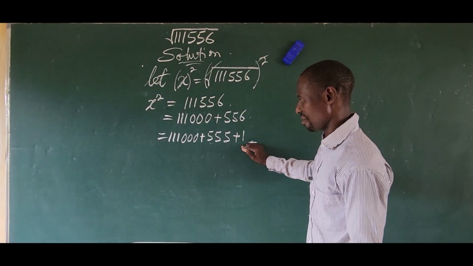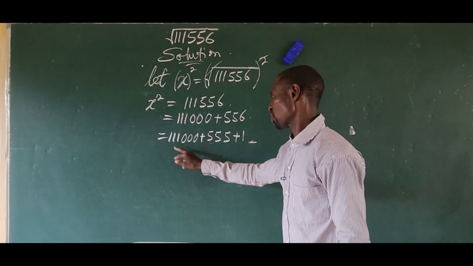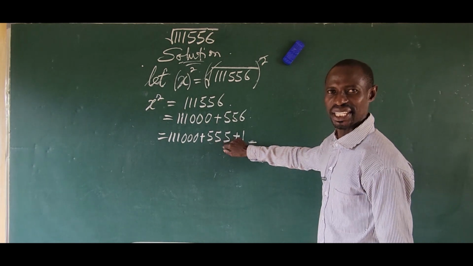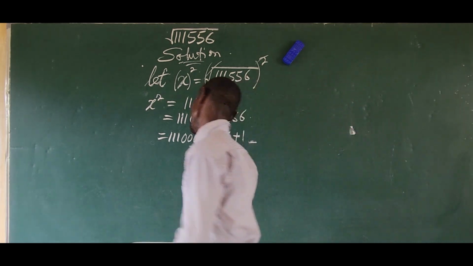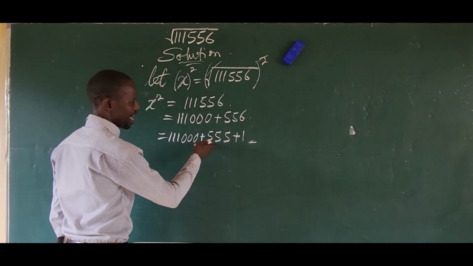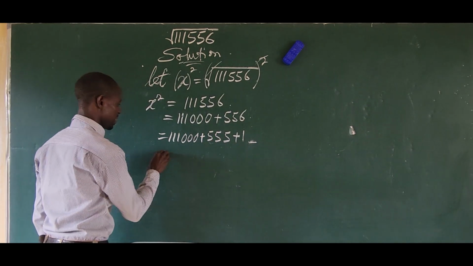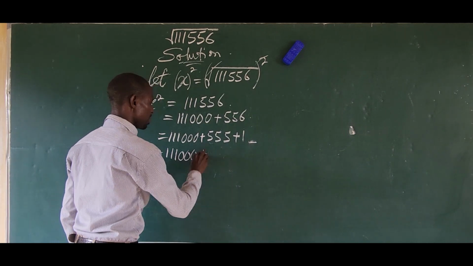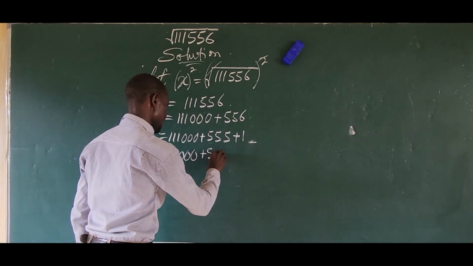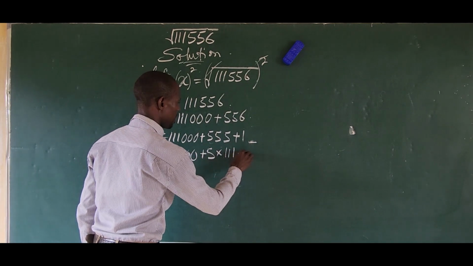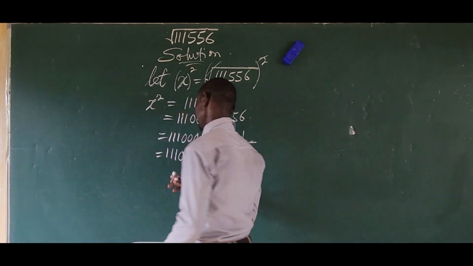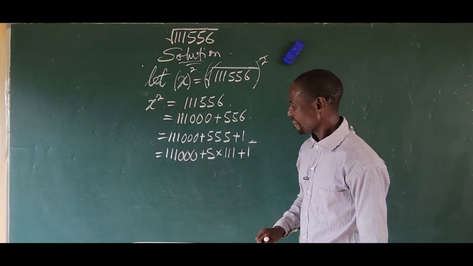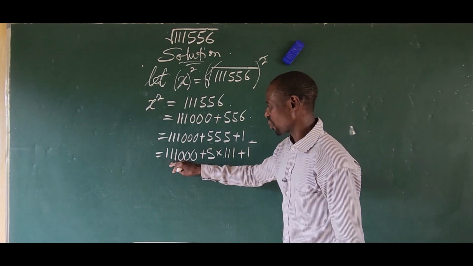We have this already. Now look at this. We're having 111 here again. We want to bring out 111 from here, and so how do we write this? We can write this as 5 times 111. So this will give us 111,000 then plus 5 times 111 plus our 1. Easy. Okay.